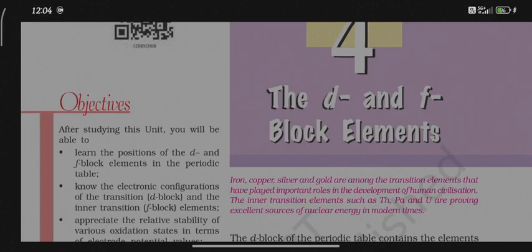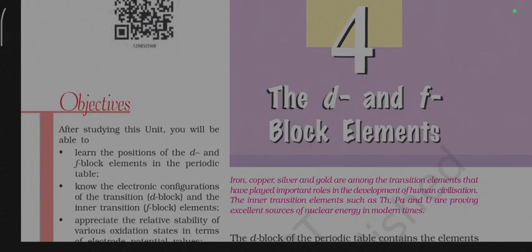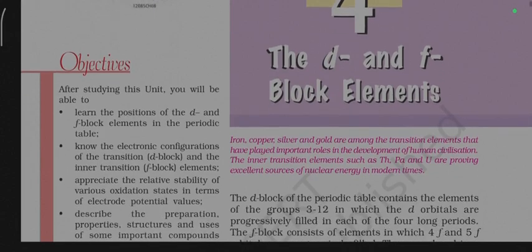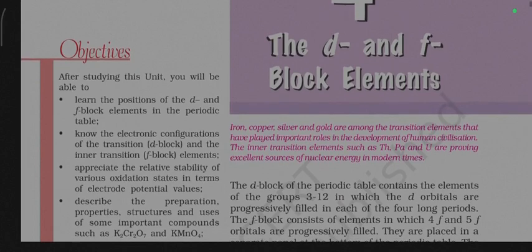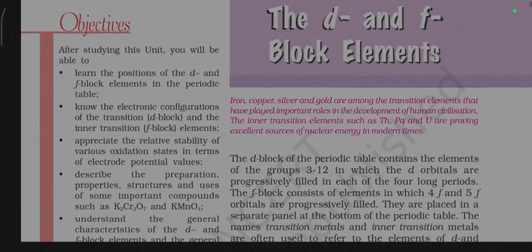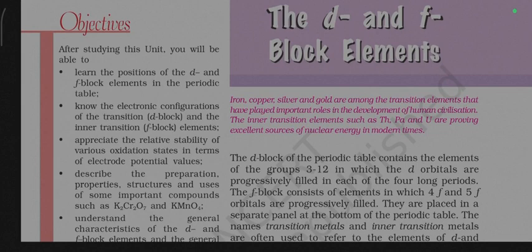Today I am going to read the NCERT chapter, The D and F Block Elements. Iron, copper, silver and gold are among the transition elements that have played important roles in the development of human civilization. The inner transition elements such as Th and U are proving excellent sources of nuclear energy in modern times.